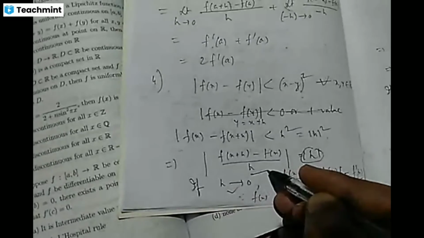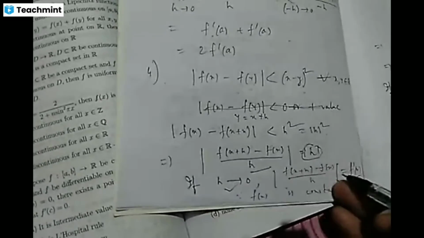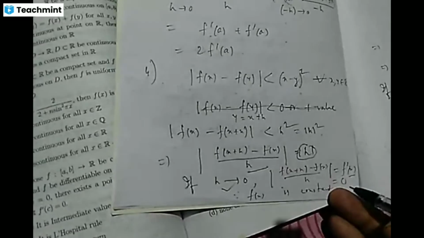This is the form of the first derivative of f(x) at any point. So we know that if the first derivative of any function is 0, then the function must be constant. So this is the right answer, the right option. So f is constant. This is the right option. Now we'll go to another problem.